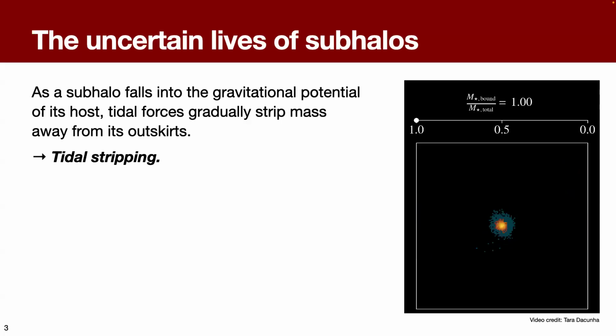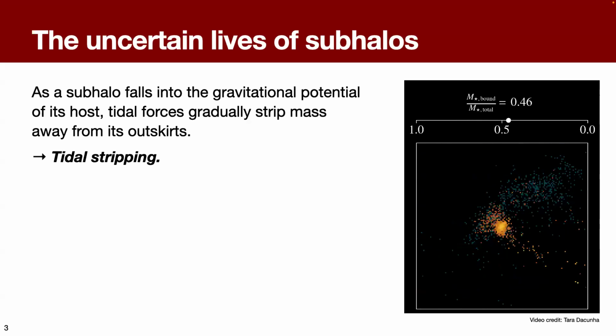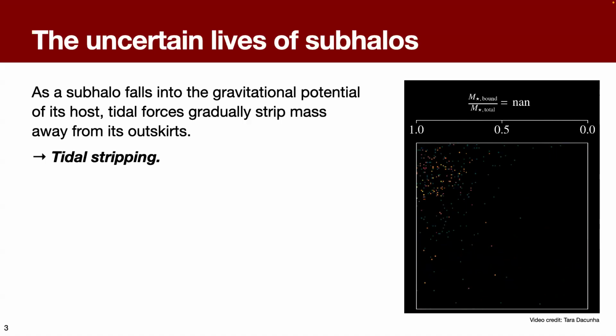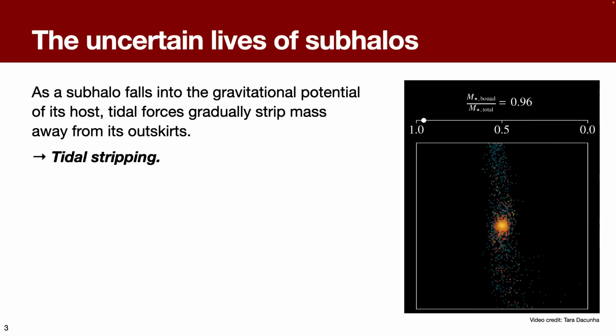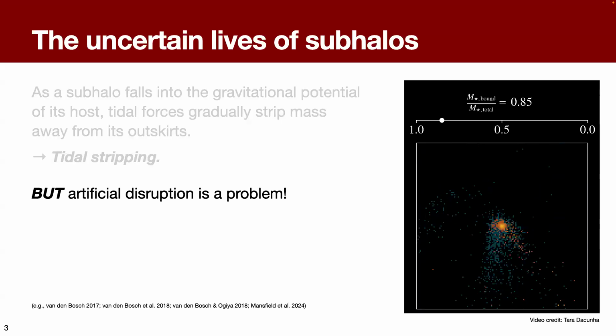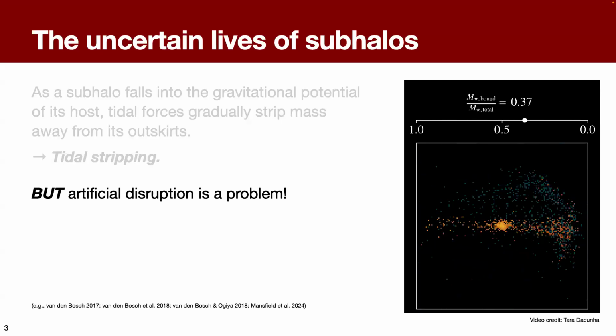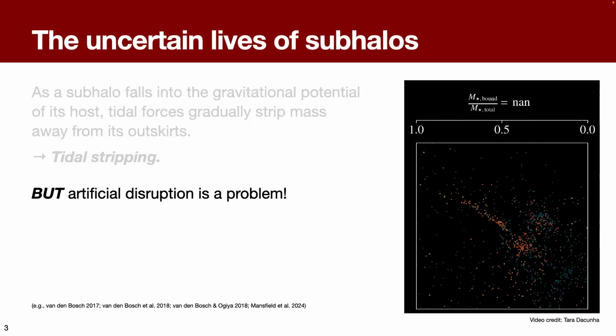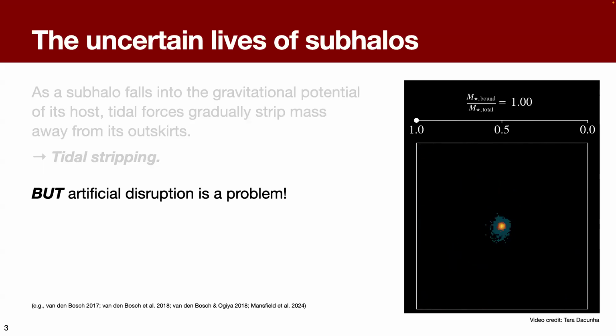Yeah, so this is the general picture of tidal stripping. But there are also non-physical effects that can accelerate the mass loss rate of a subhalo or mimic disruption. This is called artificial disruption, and it's a fairly well-documented problem in cosmological simulations. And there are two main classes of reasons why this happens.